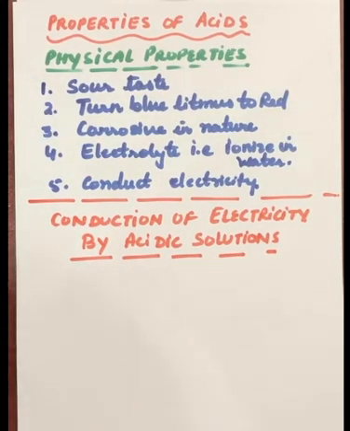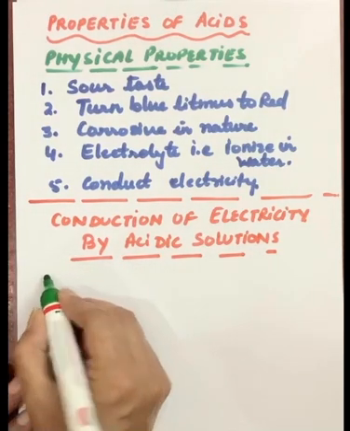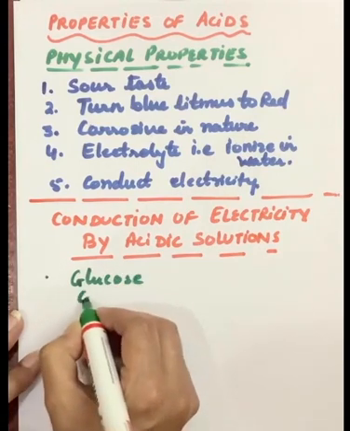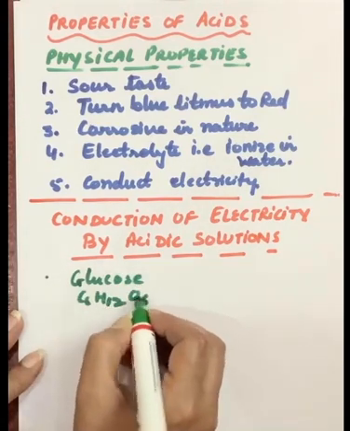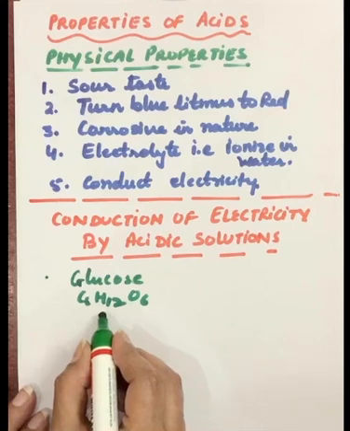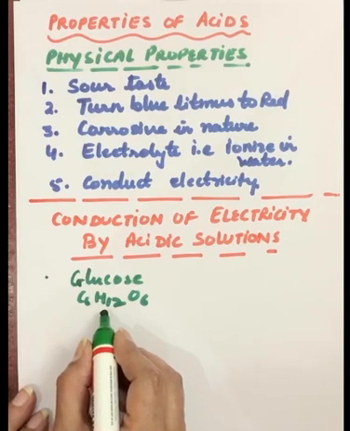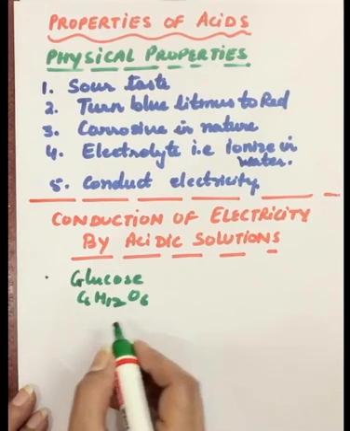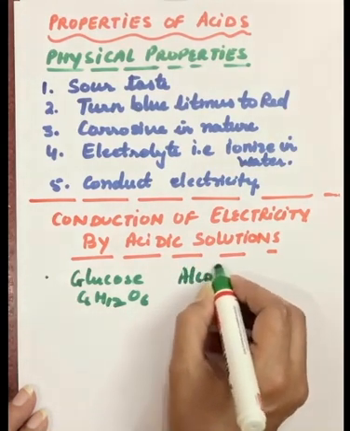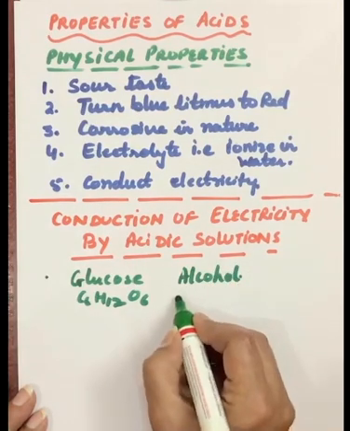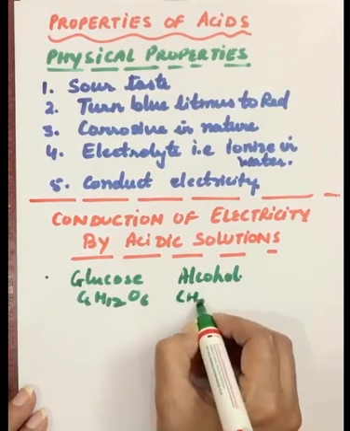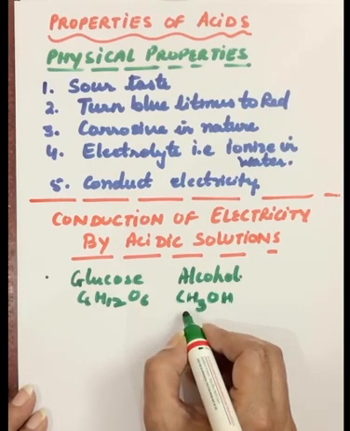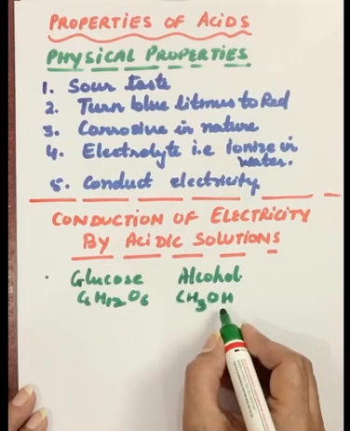So for this activity we are taking some solutions like glucose. Formula of this is C6H12O6. So hydrogen atoms we can see in the formula. So we have to see whether that glucose will conduct electricity or not, glucose is acidic in nature or not. The next is alcohol. One example of alcohol I am taking is the methyl alcohol, methanol. This also has hydrogen in its formula. So let's see this will conduct electricity or not, this is acidic in nature or not.